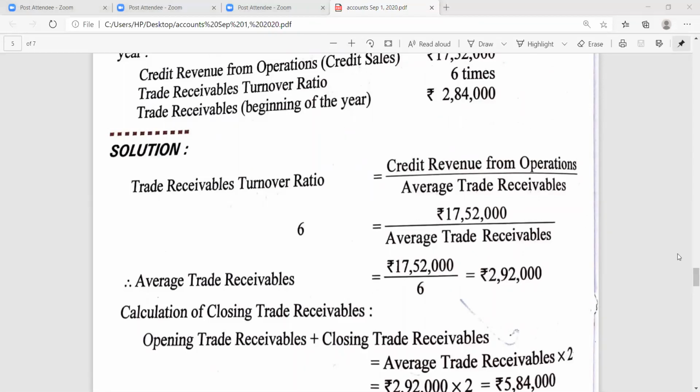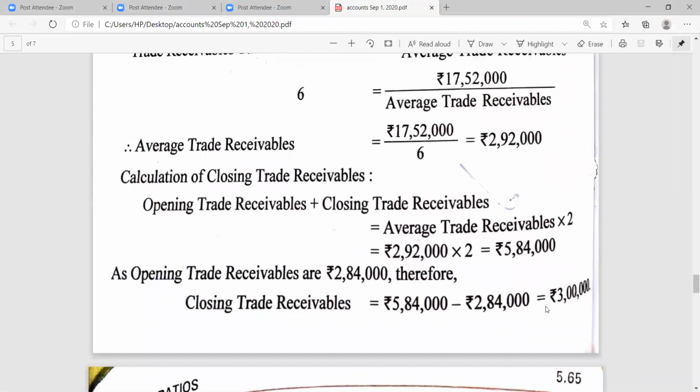As we know that average trade receivable is equal to opening trade receivable plus closing trade receivable divided by 2. So we can find opening plus closing trade receivable by multiplying the average trade receivable by 2. So 2,92,000 multiplied by 2, we will get 5,84,000. That is opening and closing trade receivable together, that is our total trade receivable.